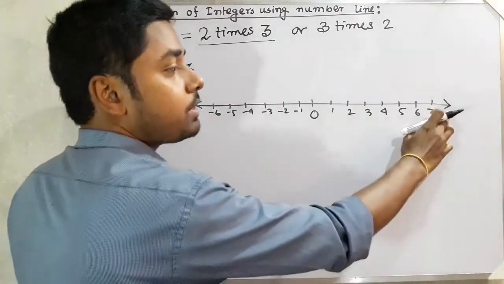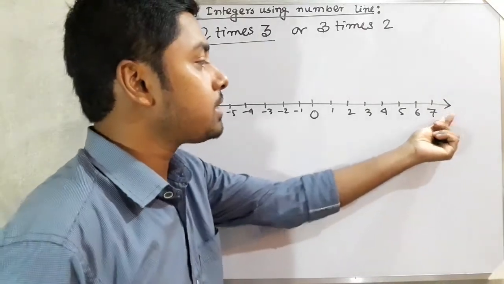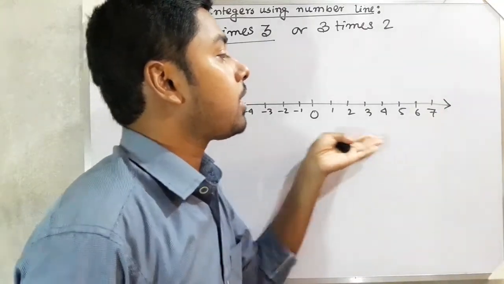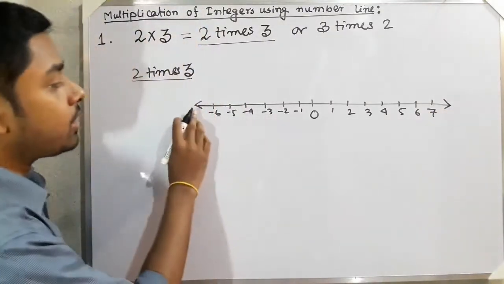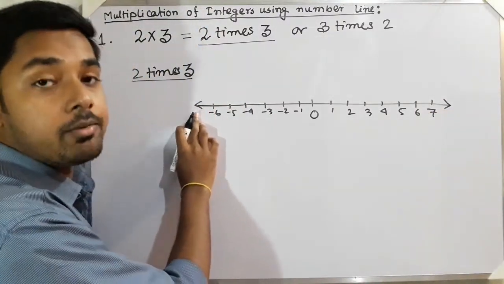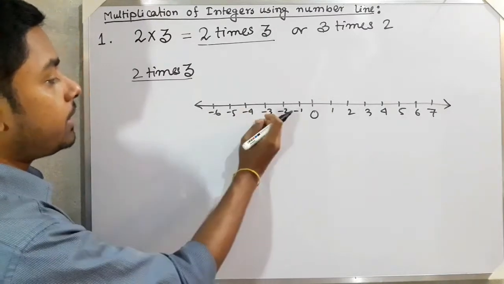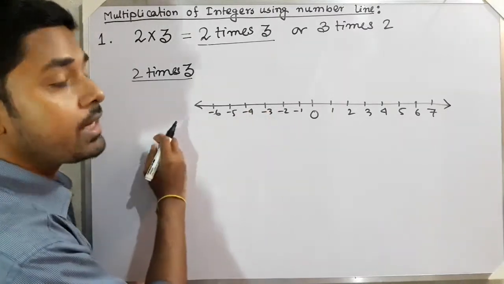This arrow notation means that this number line is continuing; it does not have an ending point. And here also the arrow sign is compulsory, because on this side also the number line is continuing.